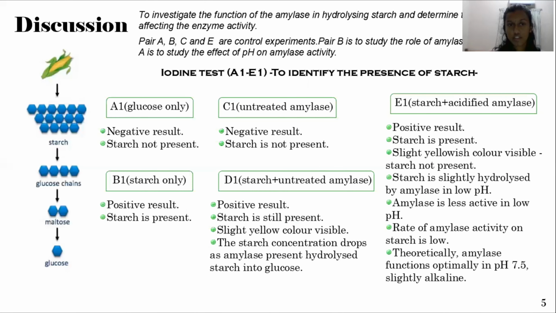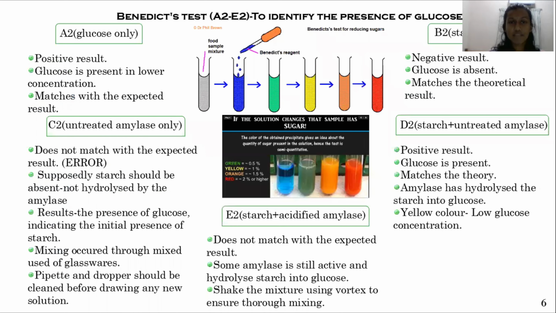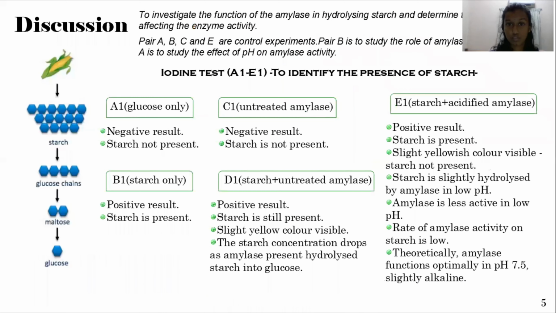So now we have arrived at the discussion part for the experiment digestion of starch, and we'll be discussing why we obtain those kinds of results. As we know, starch will be hydrolyzed by the amylase in order to form glucose, and here we will also study the factors affecting the enzyme activity. In the experiment, we perform 2 tests: the iodine test from A1 to E1 to identify the presence of starch, and the Benedict test on set A2 to E2 to identify the presence of glucose.